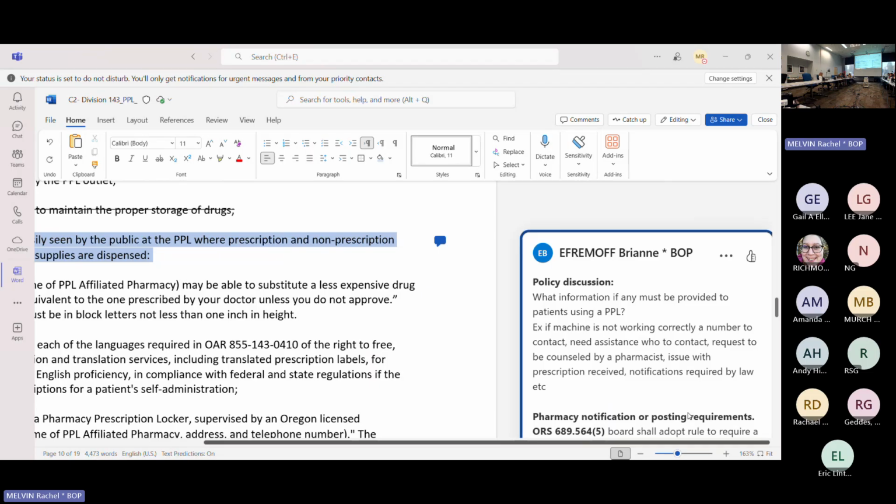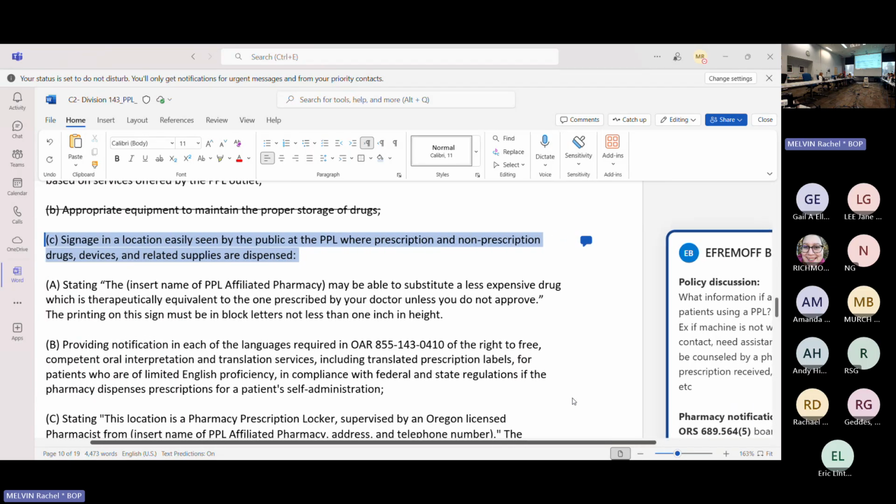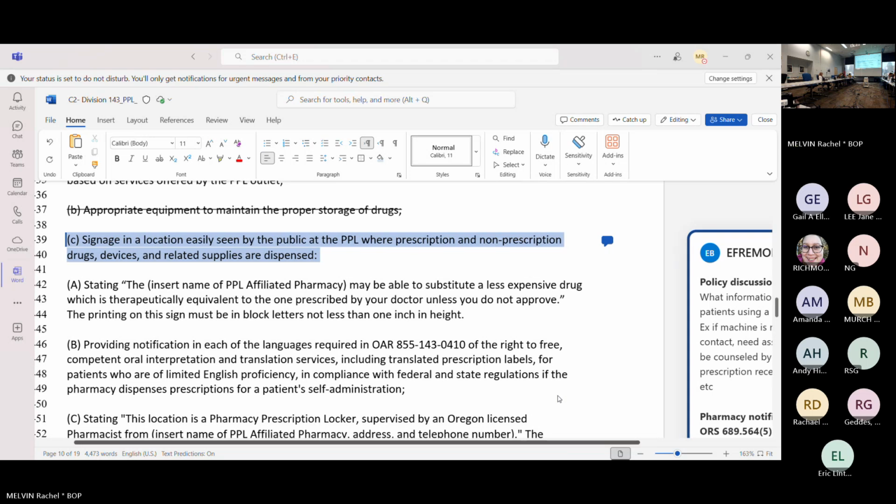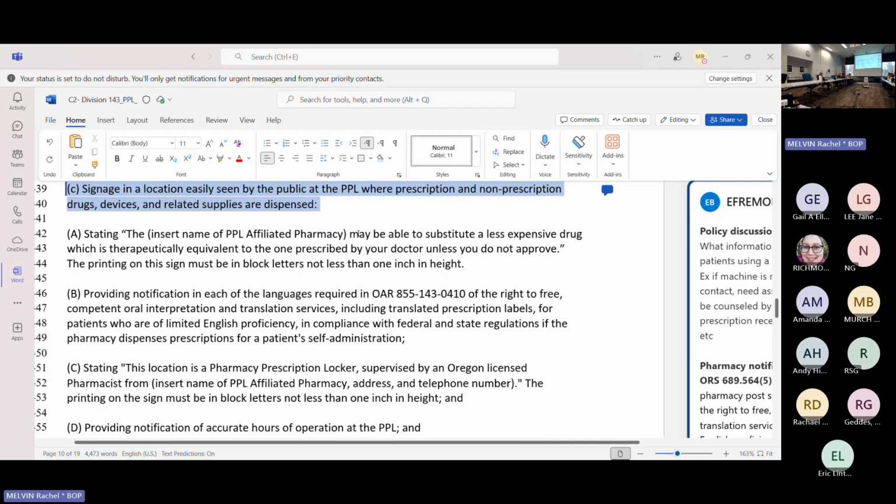Okay, board member Patel, I'm fine with the C, the signage in a location easily seen by public. Of course, you're going to put your pharmacy name. But the A, which says stating, insert the name of the affiliated pharmacy, may be able to substitute a less expensive drug, which is therapeutic. I feel like this is the extension of the bill goal. It does not make any sense that I had to put that sign in the locker area. And trust me, no one wants to dispense brand name nowadays.